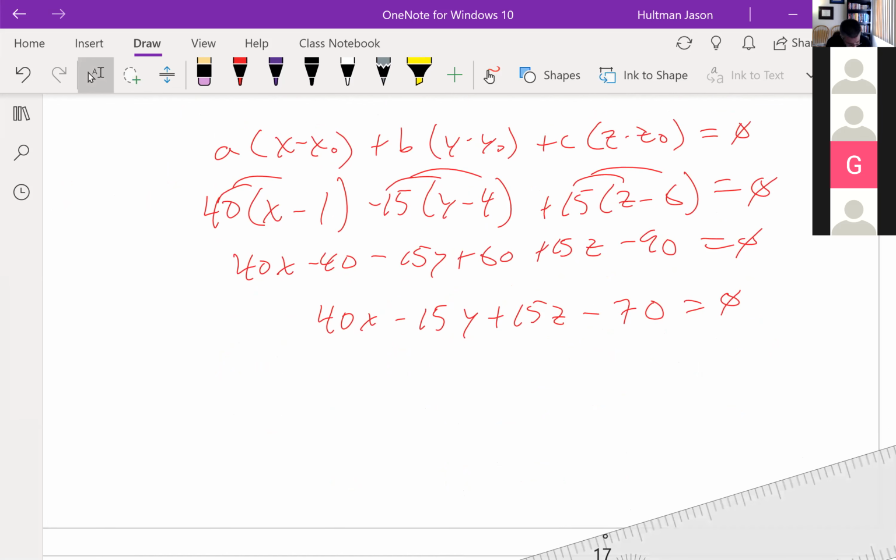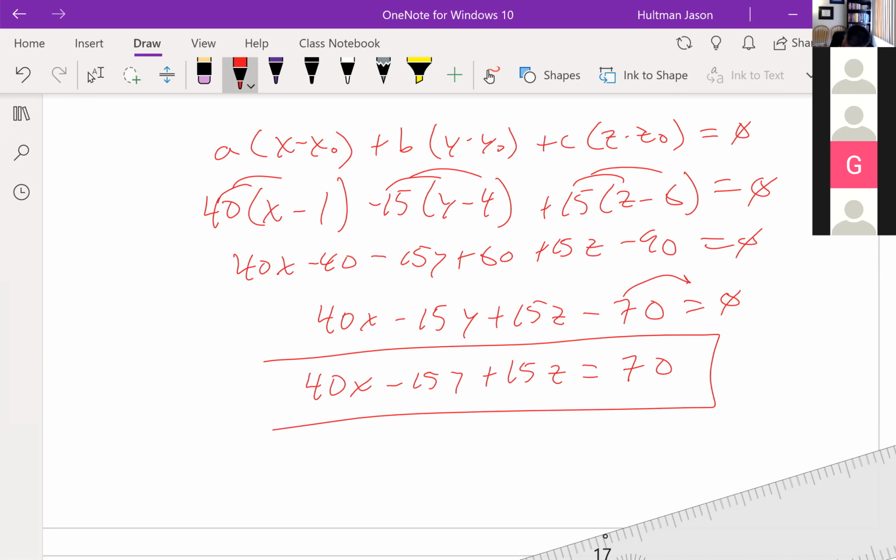Okay, so we could leave it as this, or we could toss this to the other side. So 40x minus 15y plus 15z is equal to 70. That's the equation of a plane. Okay, so that's the equation of the plane there. Let's see what else I want to talk about here. I think that's about it.